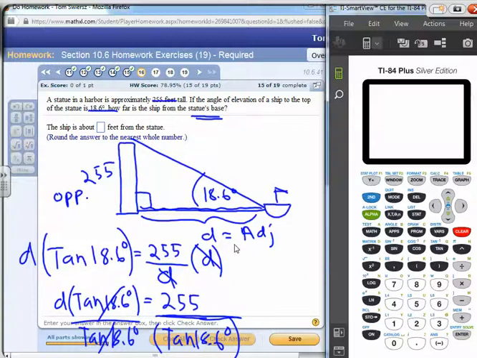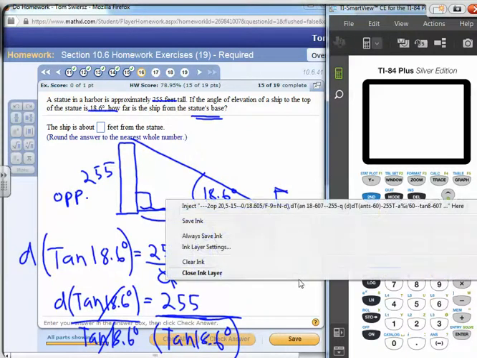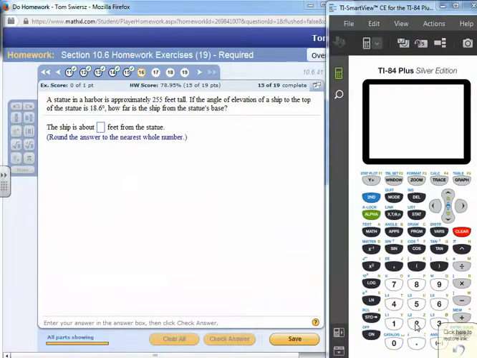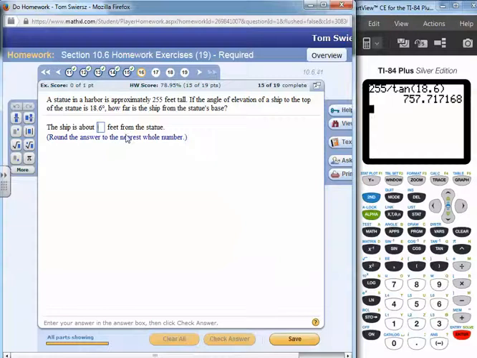All right, so we'll go ahead and put that into our calculator. 255 divided by the tangent of the angle, which was given to be 18.6. And the ship is 757.7 feet from the statue, rounded to the nearest whole number. There's a 0.7 in the tenths, so we add 1, and it would make it 758.